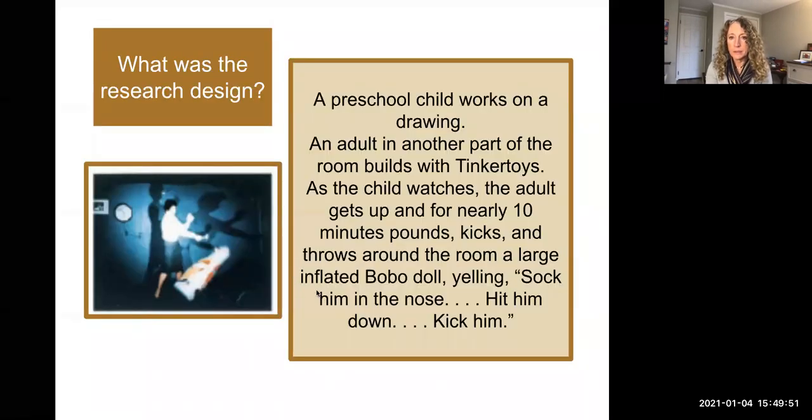All right. So this is kind of explaining what I just said. And it was also included that if the model was aggressive, they also would even say aggressive things like sock them in the nose, hit them down, kick them. All right.